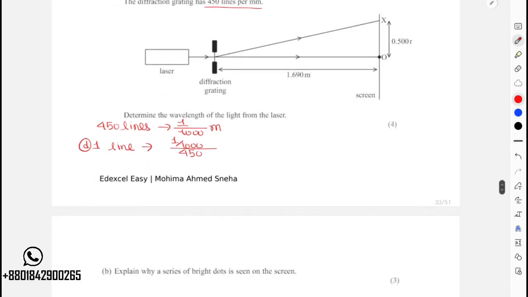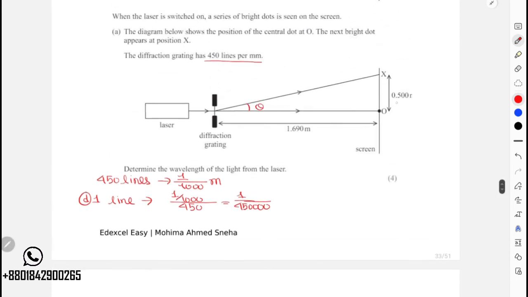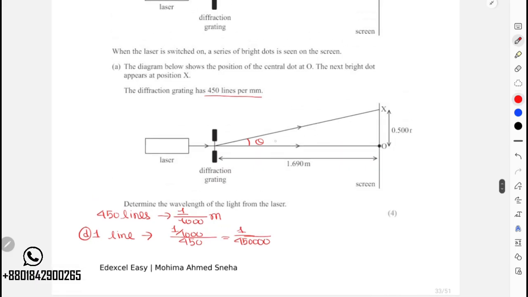I'll just write it like this, 1 over 450,000. This is the value for your small d in meters. Now using this, I can find out the value for theta easily. That is 0.5 divided by 1.69. So theta is going to be tan inverse of 0.5 divided by 1.69, which is 16.5 degrees.